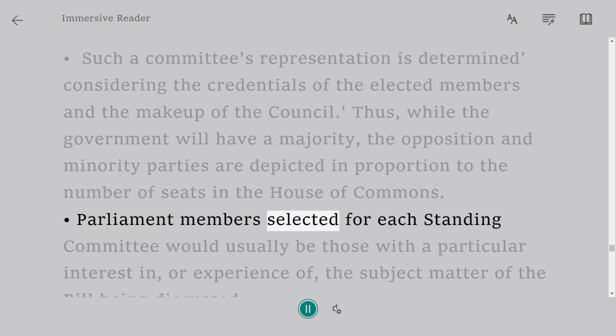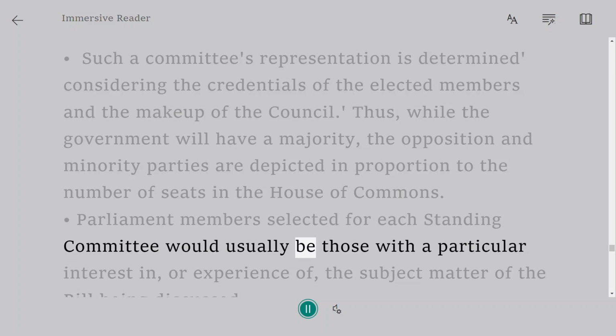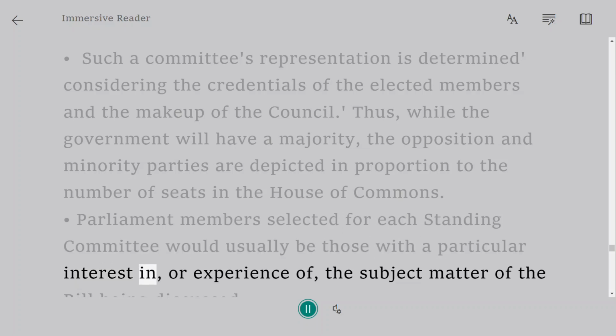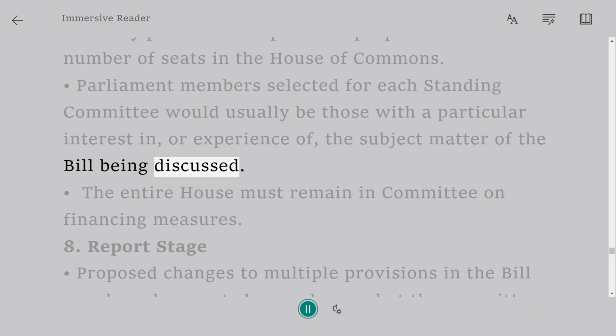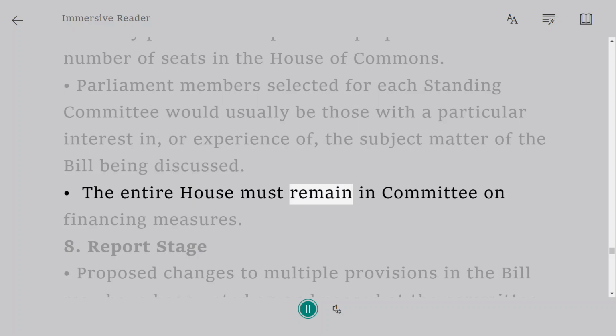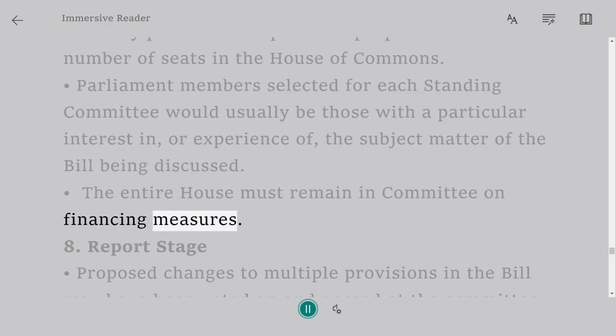Parliament members selected for each standing committee would usually be those with a particular interest in, or experience of, the subject matter of the bill being discussed. The entire House must remain in committee on financing measures.